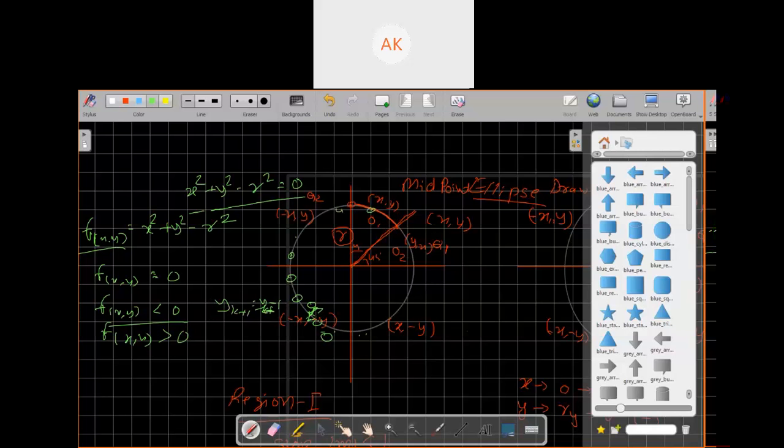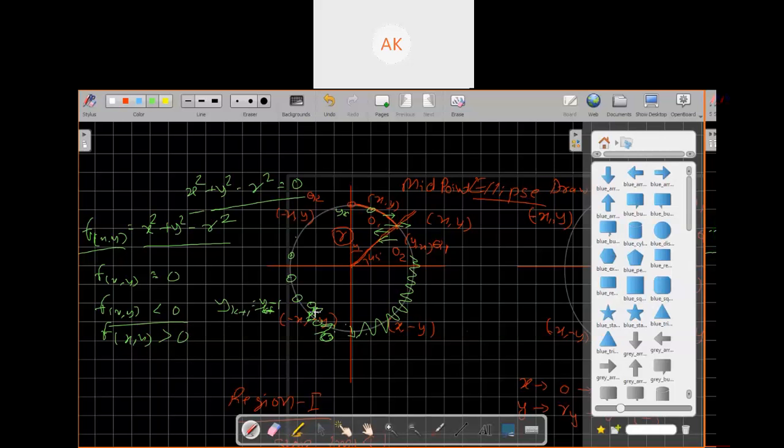This is your yk. Suppose yk minus 1 will be moving in this direction, and yk means moving in this direction. Based on this condition we are taking the decision. If your point is outside, we try to shift our point toward inside. When we go inside your circle, we shift our point outside. So ultimately we are not too far from your circumference.